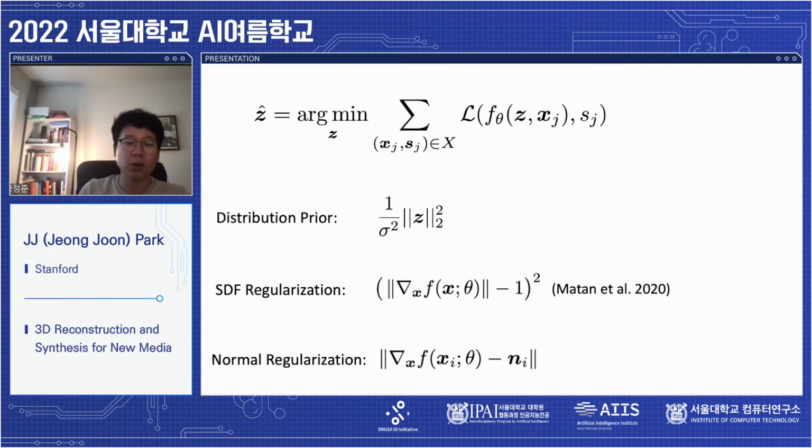So for example, we can add a distribution prior to the optimization, shown here is a Gaussian prior, or we can ensure that the SDF and the surface normals are physically correct by adding the proper regularization terms shown in the bottom two rows.